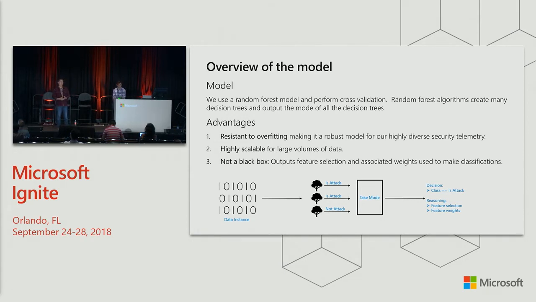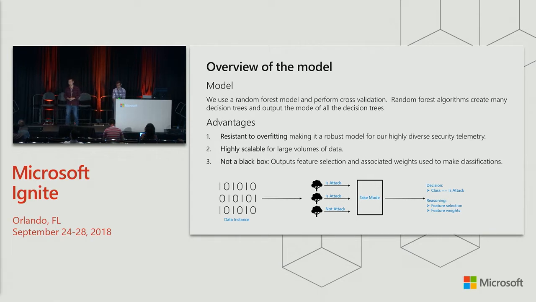Now, why do we use this model? This model offers us several advantages. Firstly, it's resistant to overfitting. This is a concern with decision trees. What we don't want is a model that's only going to work for one scenario, or only going to work for a very specific day of Exchange or Office, depending on how the backend is behaving. We want a model that's robust. Second, we want a model that's highly scalable. As Art mentioned, we're working on the order of 300,000 machines here, which is millions and millions of signals a second. So we need a highly scalable model that can handle large volumes of data.